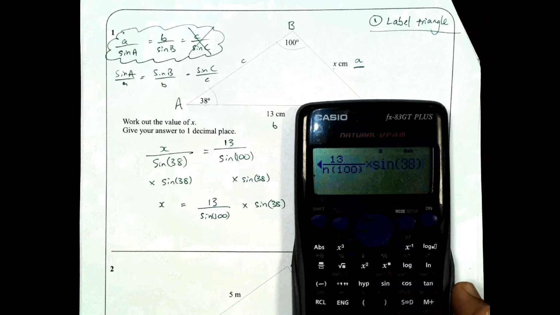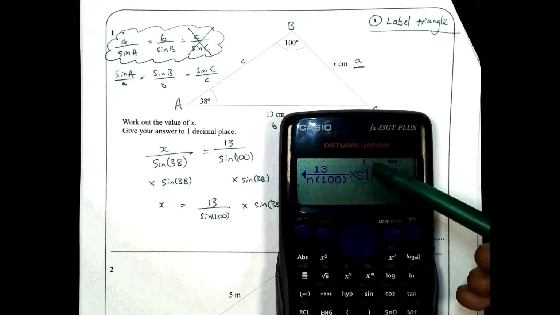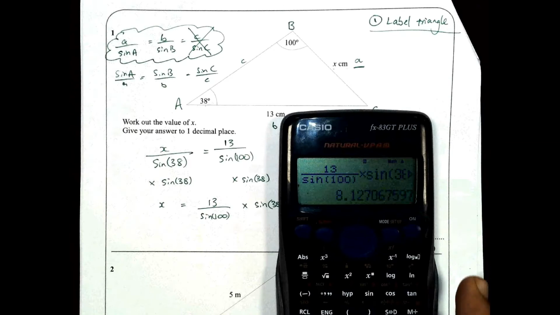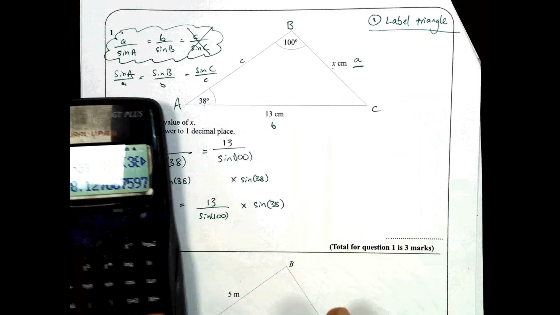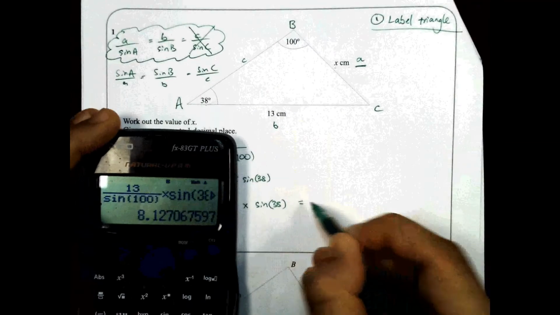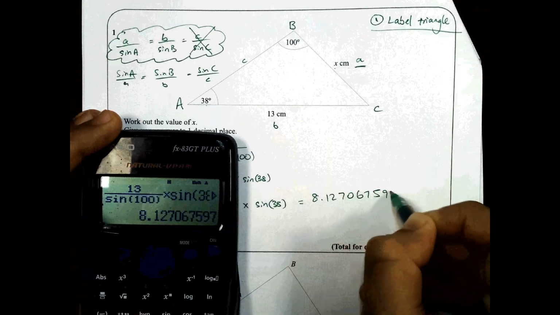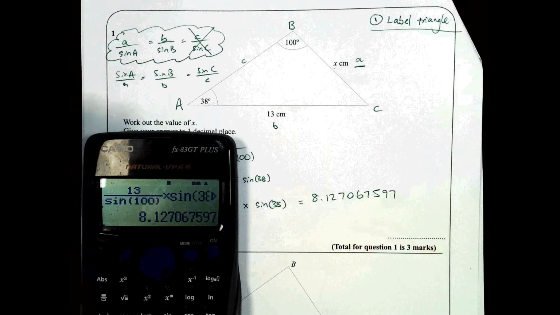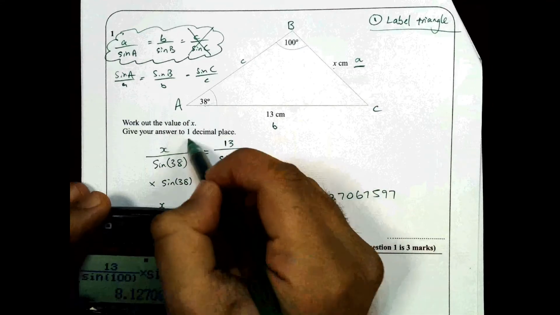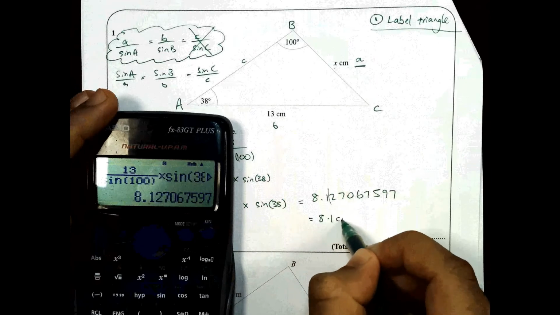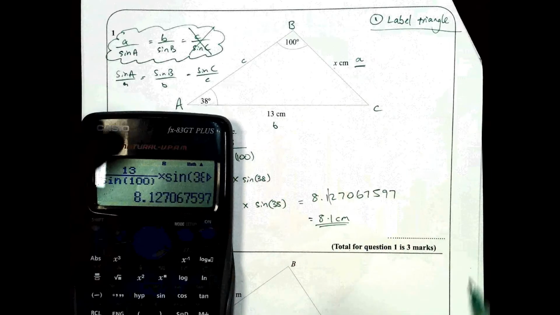One other thing I should mention, if you are using a scientific calculator, just double check it says D at the top, D for degrees, okay? And mine does. So I'm going to press equals, and it says 8.12706, etc. So I'm going to write all those numbers down. Gives me 8.127067597, which I'll round to 1 decimal place as instructed, which is 8.1 centimeters. And that is your answer in this case, 8.1 centimeters.